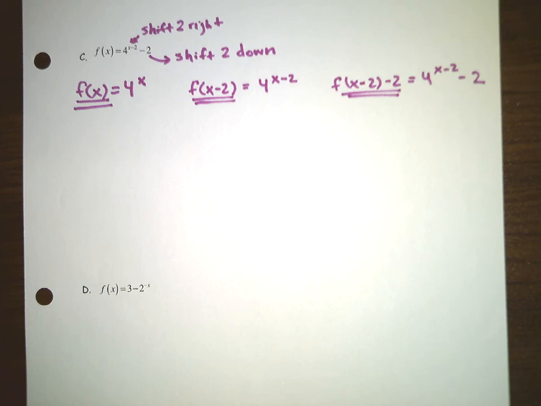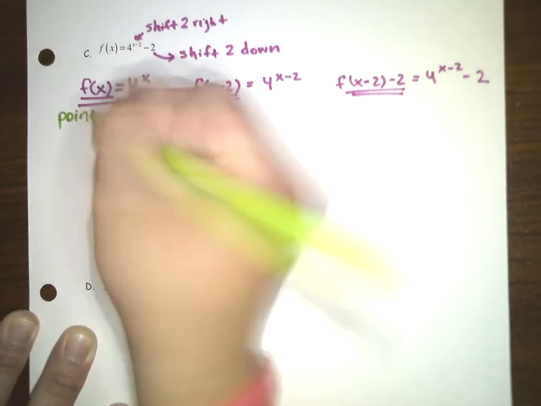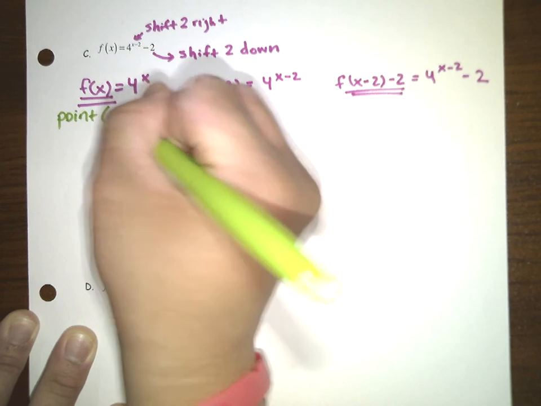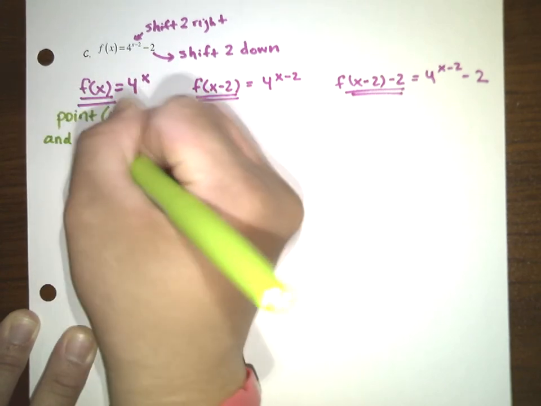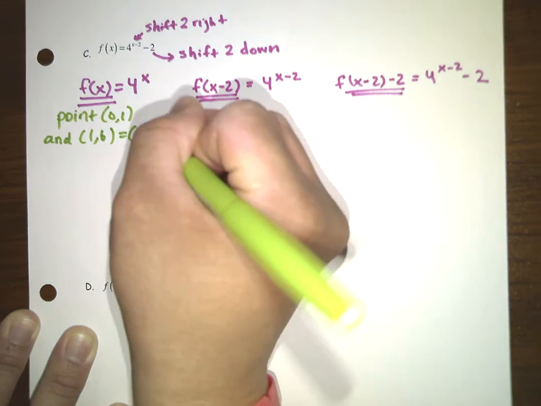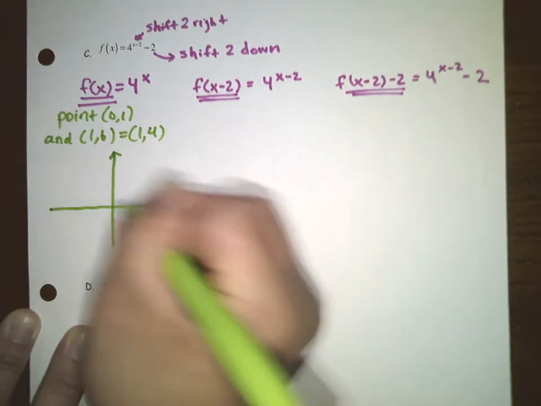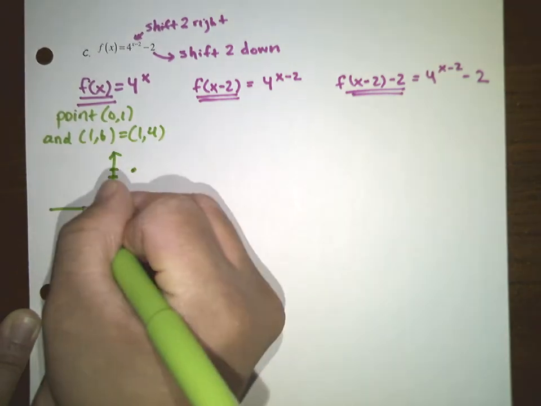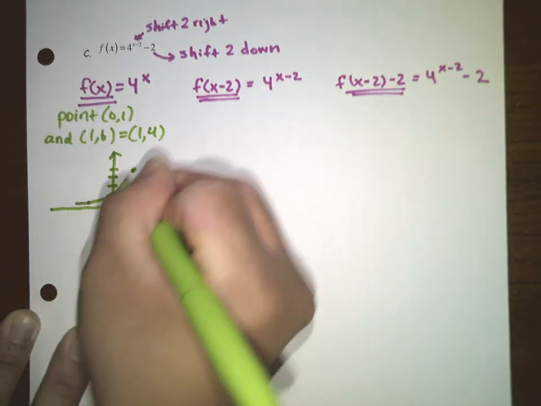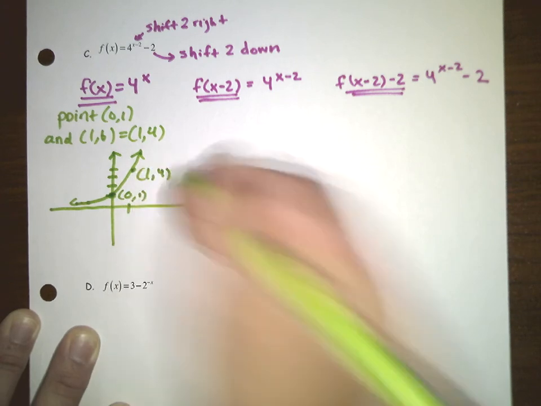But the reason why I point this out is because the base graph always has a point at 0, 1, and 1, b, or 1, 4 in this case. So I'll graph this, a point at 0, 1, and 1, 4, and this should be increasing. So 0, 1, and 1, 4.